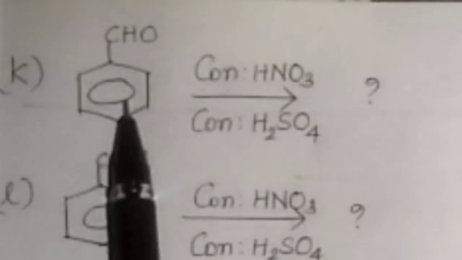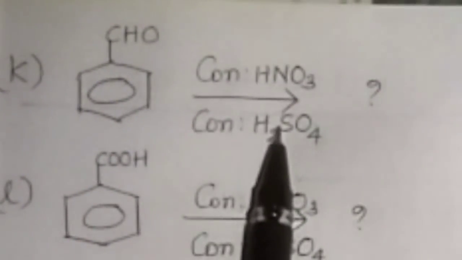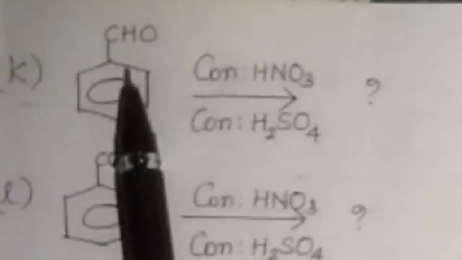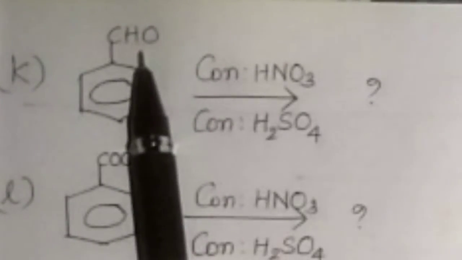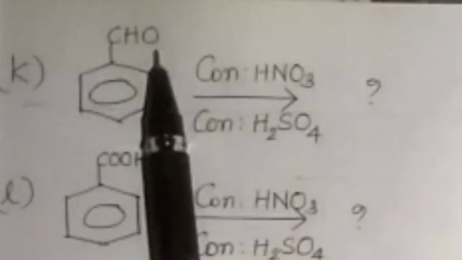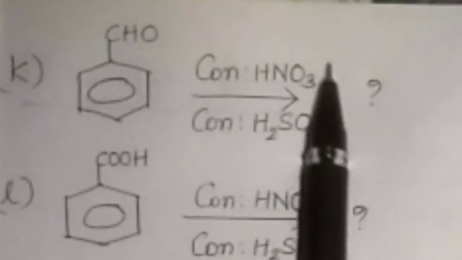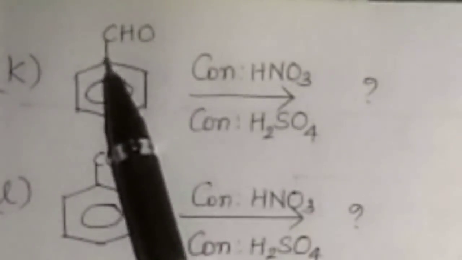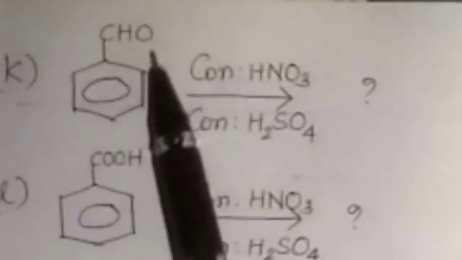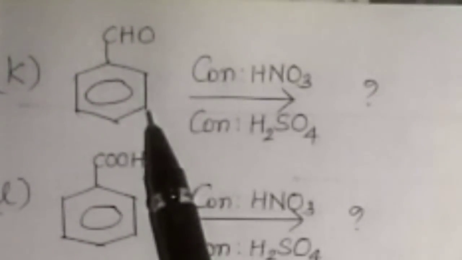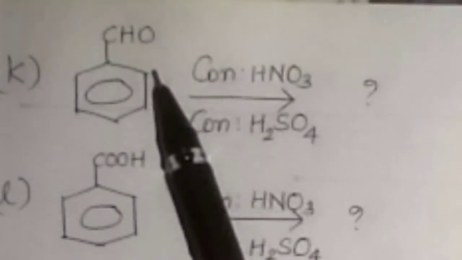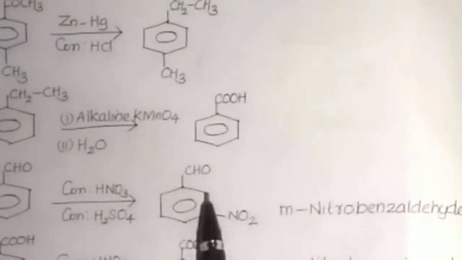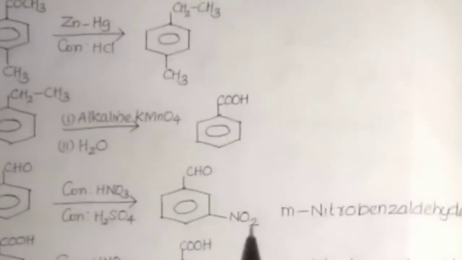Next question, benzaldehyde. Benzaldehyde on treating with concentrated nitric acid and sulfuric acid, that means nitration. What is the product? You know, aldehydes, ketones, carboxylic acids all have meta-directing influence. So from this mixture we get NO2 group. That NO2 group goes to the meta position of this aldehydic functional group present in the benzene ring. So this is ortho position, this is meta position. So we get meta-nitrobenzaldehyde. The answer is benzaldehyde on nitration, then we get meta-nitrobenzaldehyde.